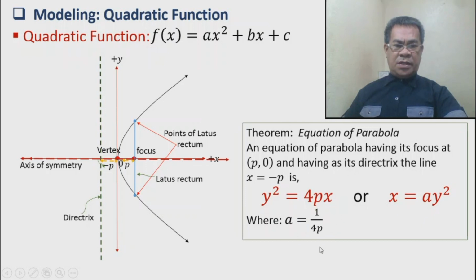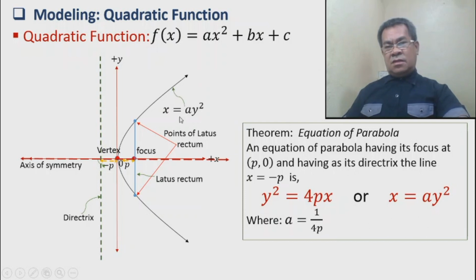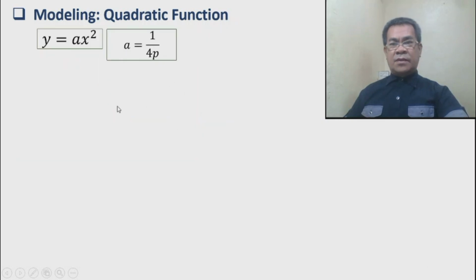as 1 over 4p. So therefore, take note that when the parabola opens to the right, you have to square the y, and the x is not squared. When the parabola opens upward, x must be squared. So a parabola opening upward is called a quadratic function. It is a function, but a parabola opening to the right or to the left is not a function. But we can break that into two functions. So therefore the equation of this parabola is x is equal to ay squared. So we have to remember this one. This is very much important.